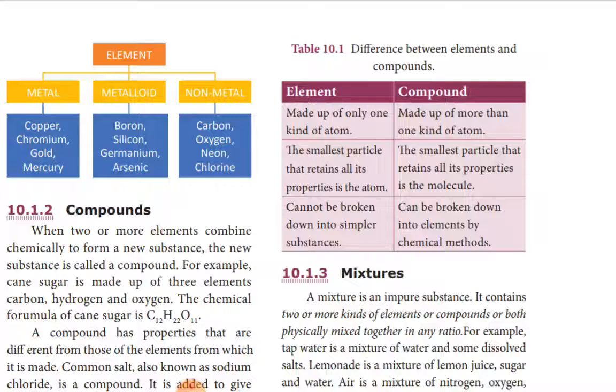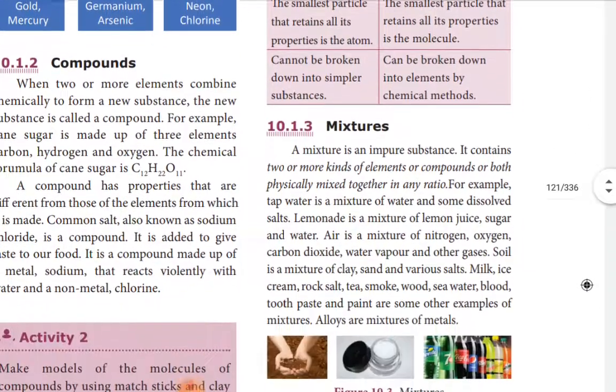An element cannot be broken down into simpler substances, but a compound can be broken down using some chemical methods.